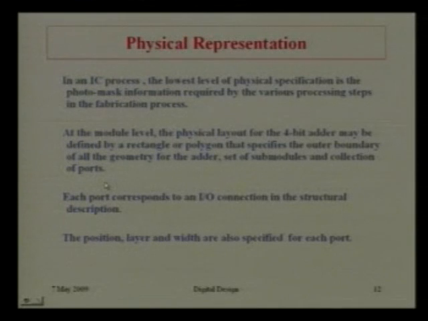Now the physical representation. So up to this actually the front end. So in an IC process, the lowest level of physical specification is photomask information. Actually, I'm just giving one idea. Probably it will not be very clear at this stage. Say, finally, you want on a silicon some transistors, some gate level design. Every gate can be represented by a number of transistors. So finally, these are connections of transistors. So on the silicon is where the transistors will be.